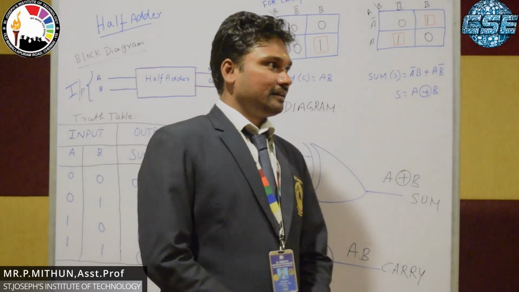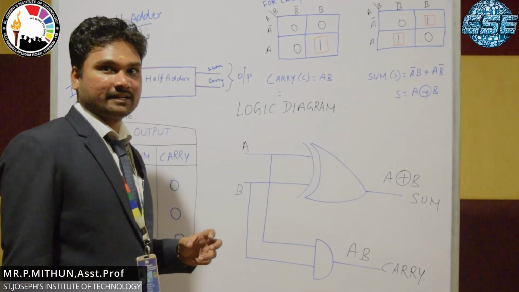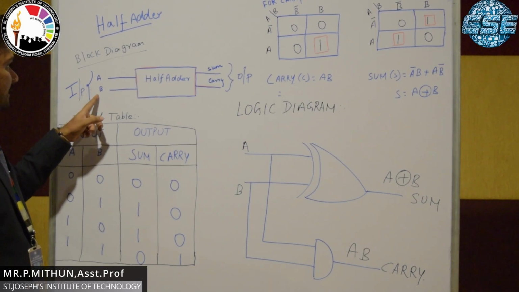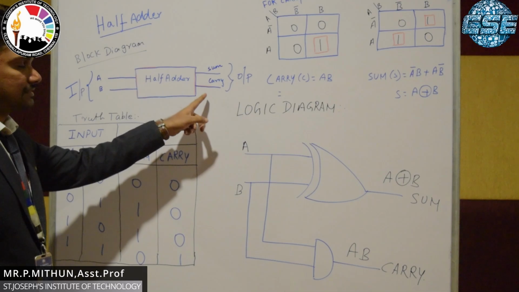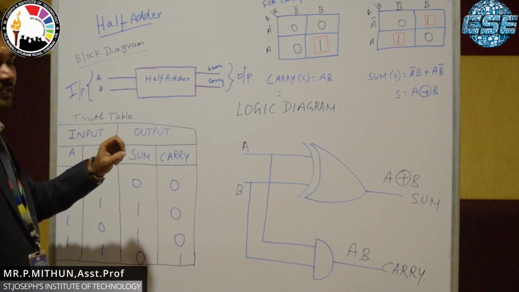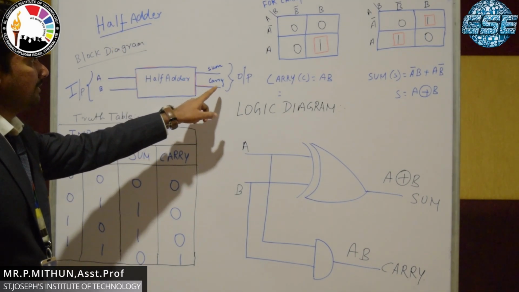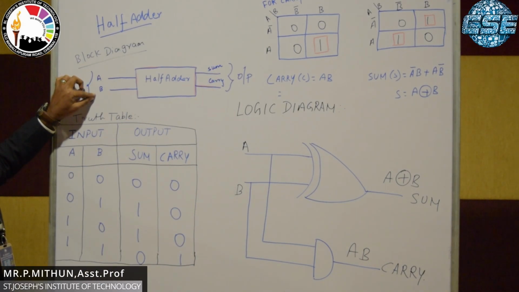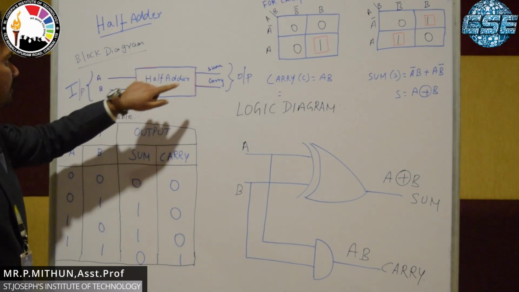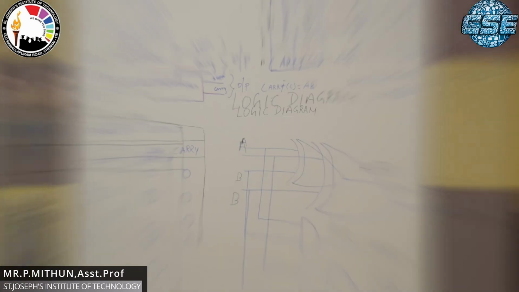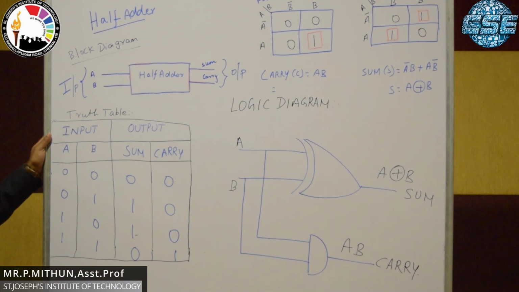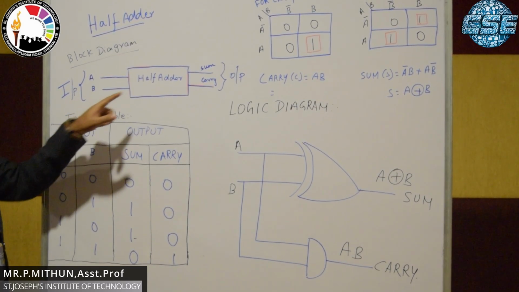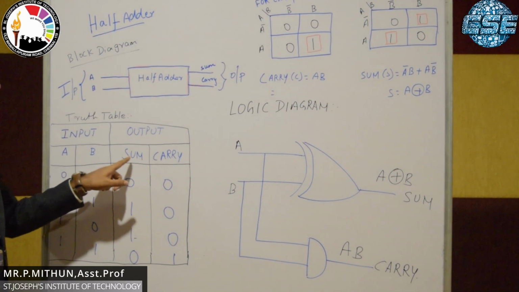Initially, for every logic system we have a block diagram. For the half adder also we have this block diagram. We have taken two inputs, A and B, and the outputs are sum and carry, so S and C for the output. This is the overall block diagram for the half adder. From the block diagram we want to construct the truth table. In this block diagram A and B represent the input variables, and sum and carry the output variables S and C.